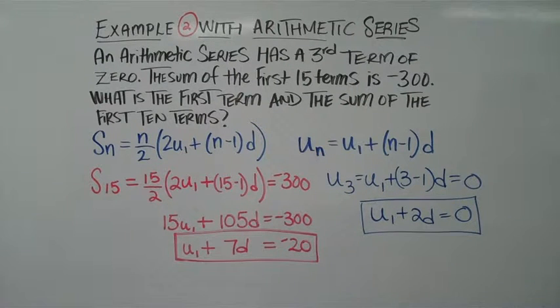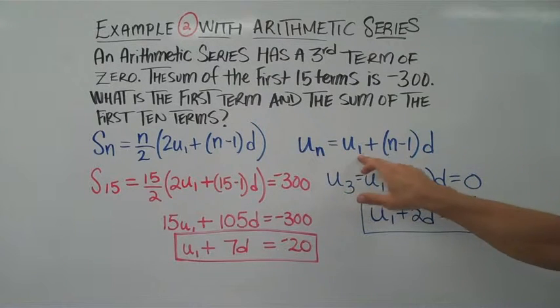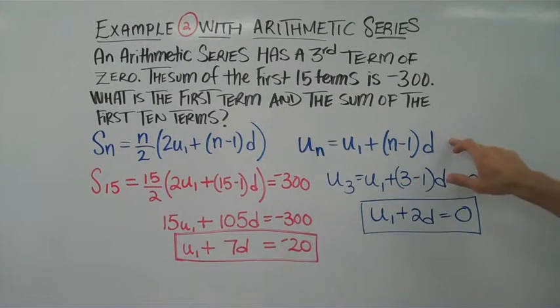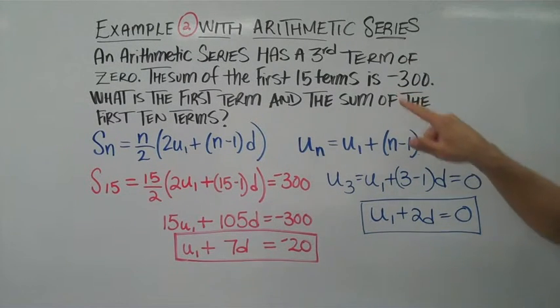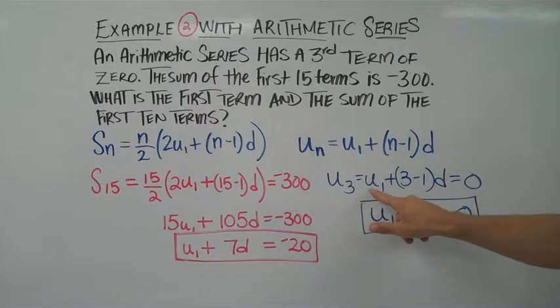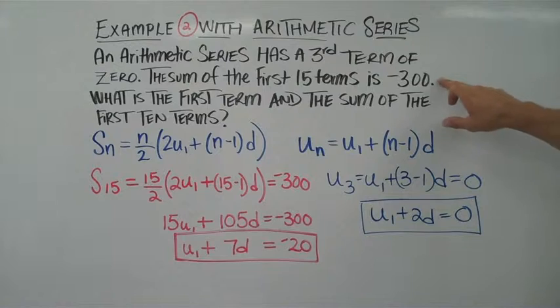I've written the pertinent formulas on the board. First, we know that the nth term is u1 plus n minus 1 times d for an arithmetic sequence, not the series. But that will help us because it says the third term is 0. That means u3 equals u1 plus 3 minus 1 times d, and that third term is equal to 0. So I set that equal to 0, and I get u1 plus 2d equals 0, just from the information that the third term is equal to 0. That means plug a 3 in for n and set it equal to 0. I also know that the sum of the first 15 terms is negative 300.